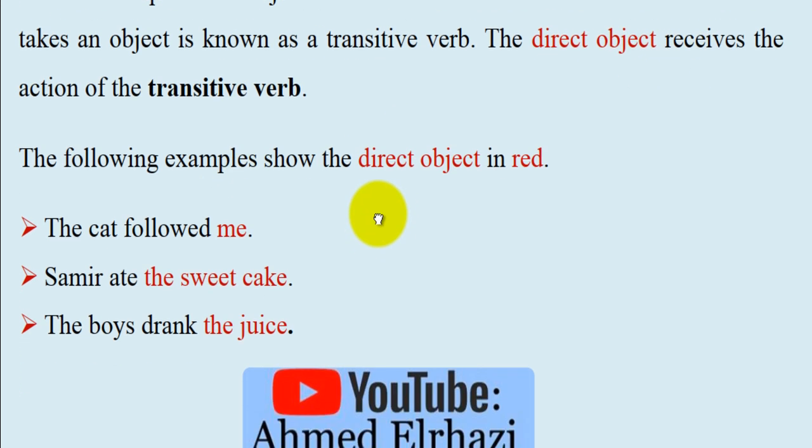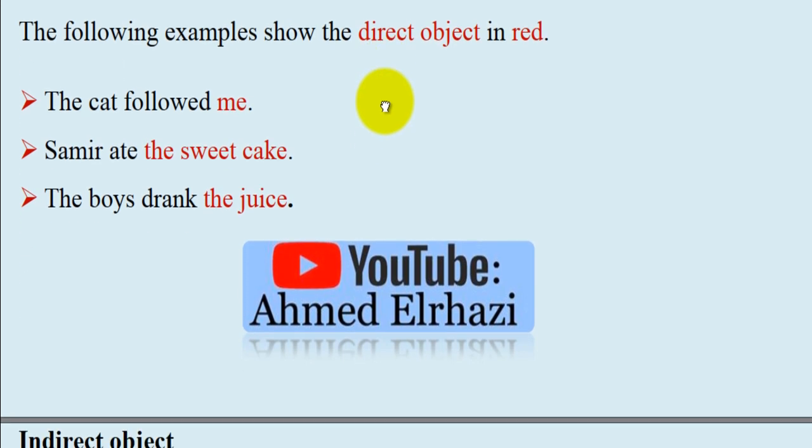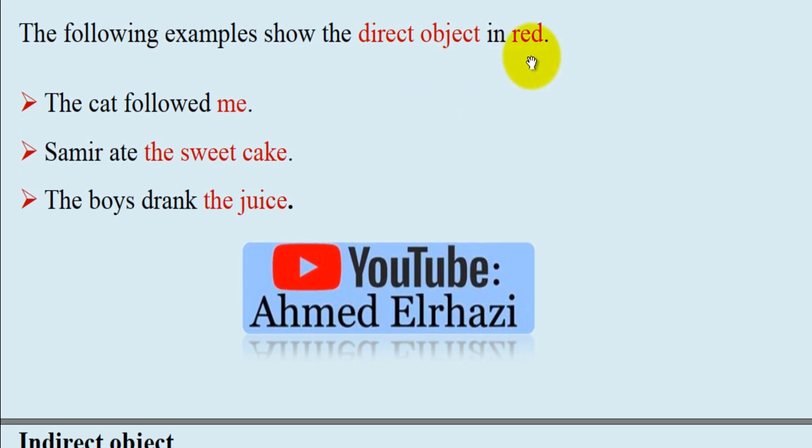Very simply. The following examples show the direct object in red color. The cat followed me. Samir ate the sweet cake. The boys drank the juice.